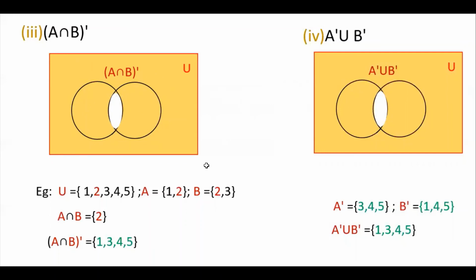So you can see from this example. Similarly, you can write first the complement of A is this part and the complement of B is this part. And if you union that, you will get the full part excluding this part. You can see from this example.